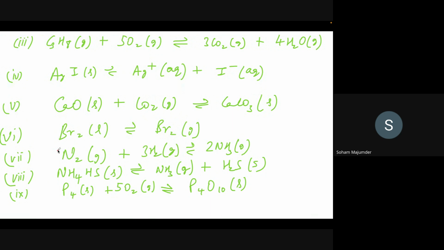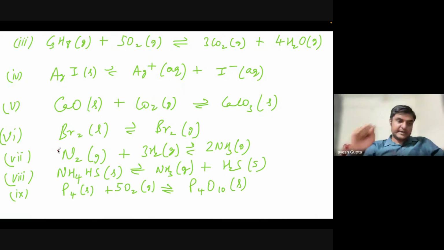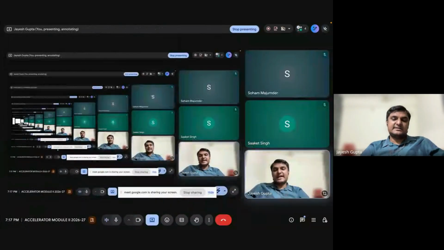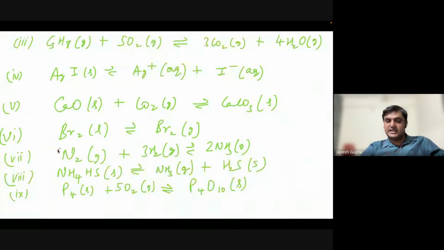Sir, Kc is the concentration of NH3 raised to the power 2 divided by the concentration of H2 raised to the power 3 into concentration of N2. Kp is the partial pressure of NH3 raised to the power 2 divided by the partial pressure of H2 raised to the power 3 into partial pressure of N2. Oh, very good. So all the gases are there. So Kp you can define very easily. Partial pressure of, you have to take NH3, H2 and N2. And with respect to concentration also for gas, you can define very easily.